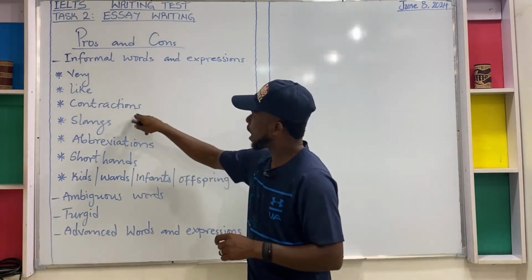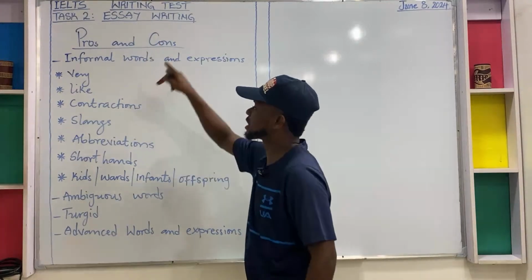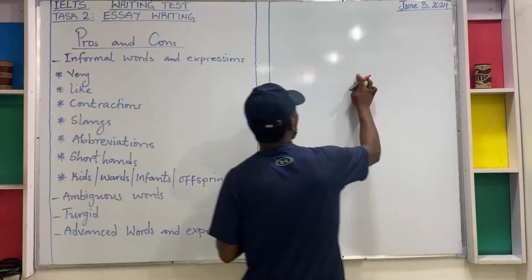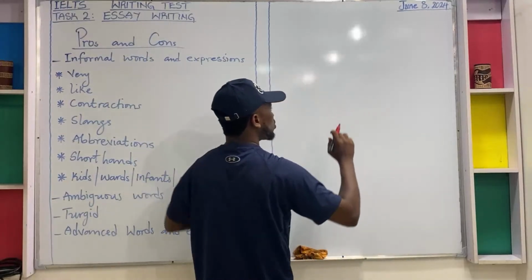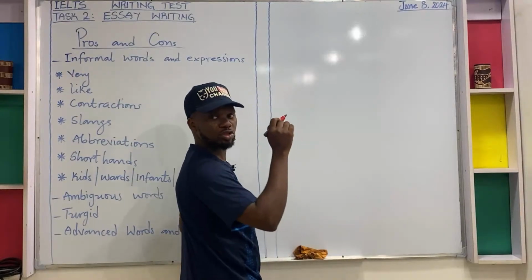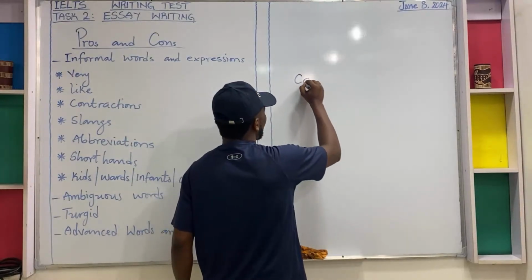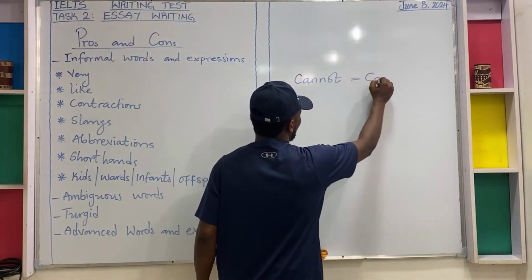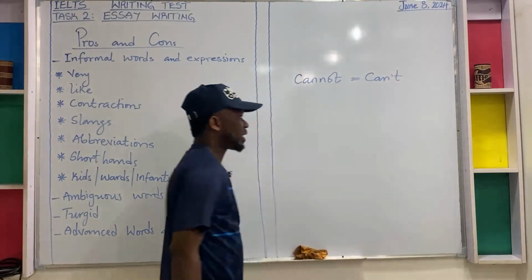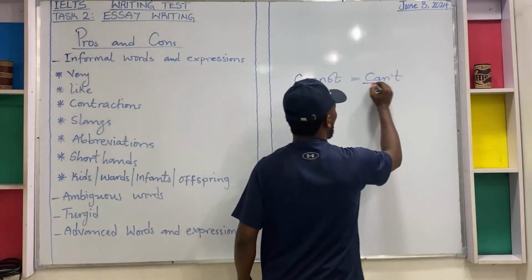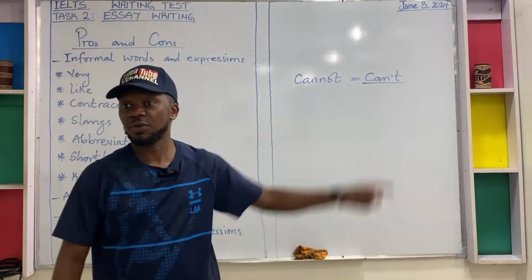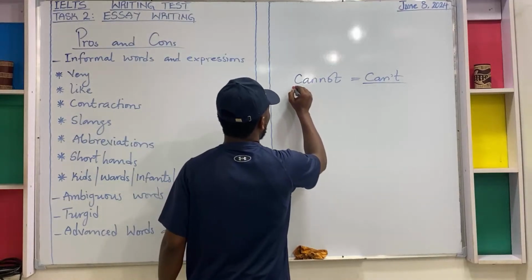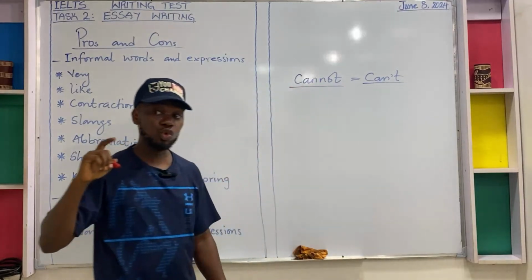Avoid contractions. Semi-formal writing. What are contractions? The practice of merging two words together using an apostrophe. So instead of saying cannot, some people will say can't. In essay writing, this is going to drop your mark. Avoid that guy. So essay writing requires you to spell every word in full.